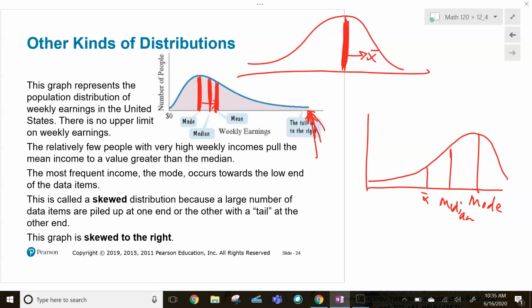Okay. So again, these are not normal distributions. These are other kinds of distributions, right? So this is a skewed right, tails off to the right. This is a skewed left, right? Tails off to the left.